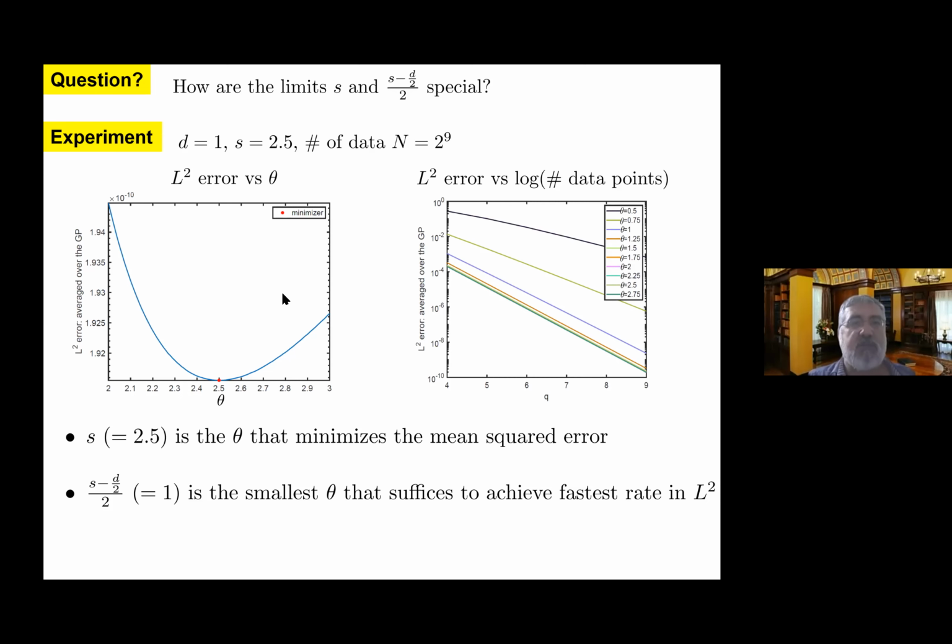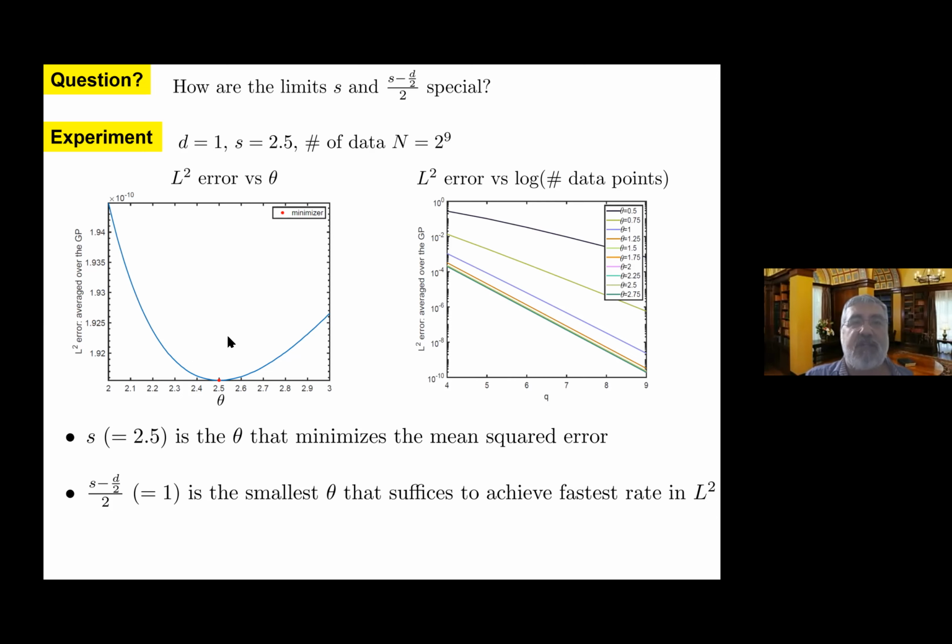Well, the short answer, illustrated in these two experiments in which s is 2.5 and s minus d over 2 is 1, is that kernel flow selects the smallest theta achieving the fastest rate of convergence in mean square error, and empirical bias selects the theta minimizing the mean square error.